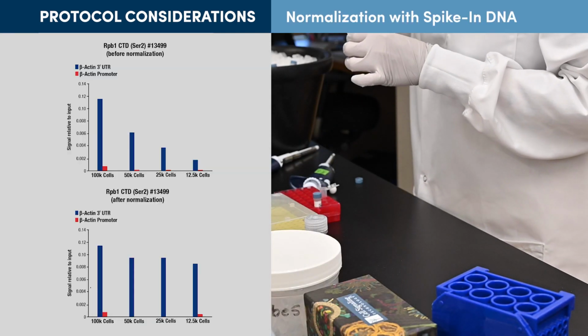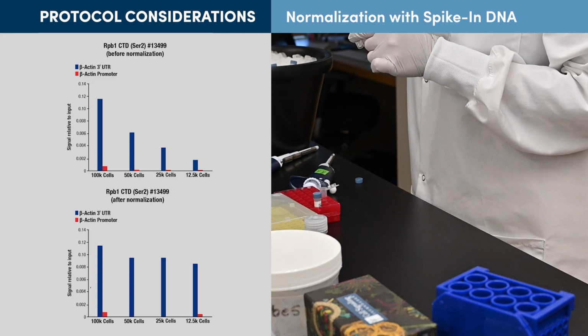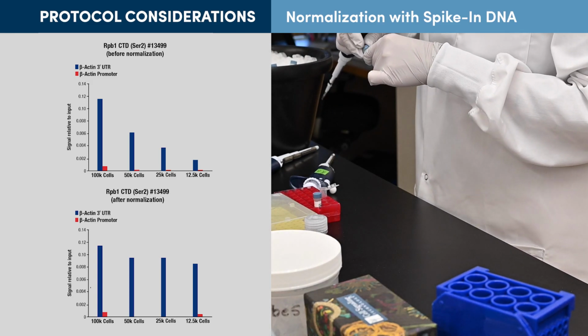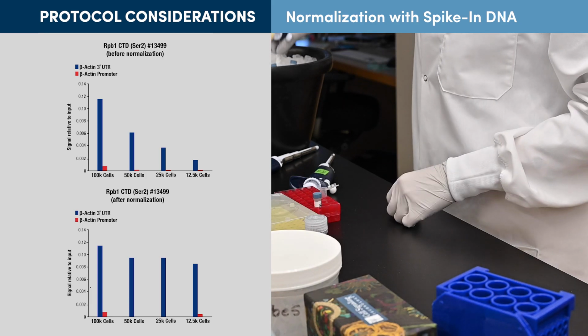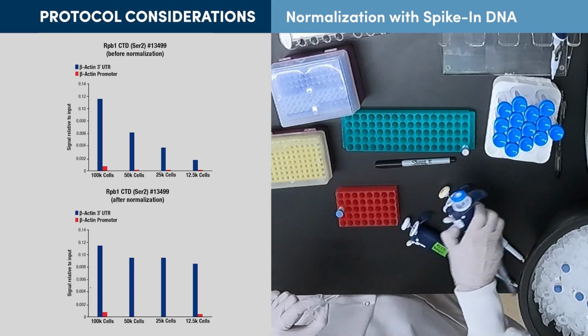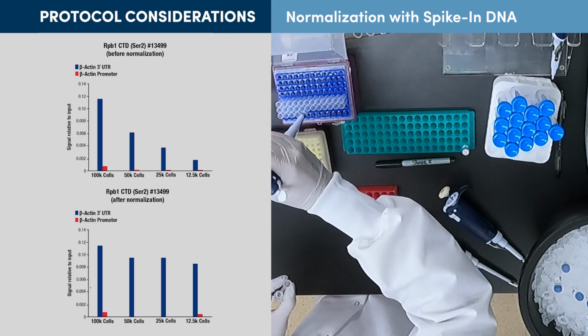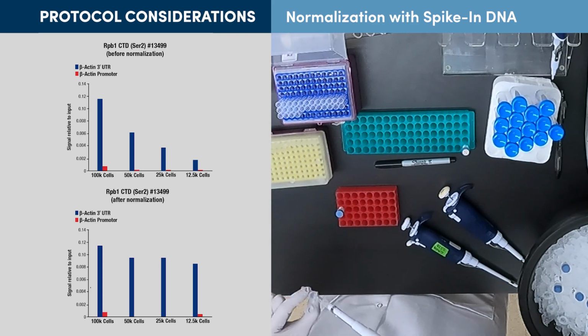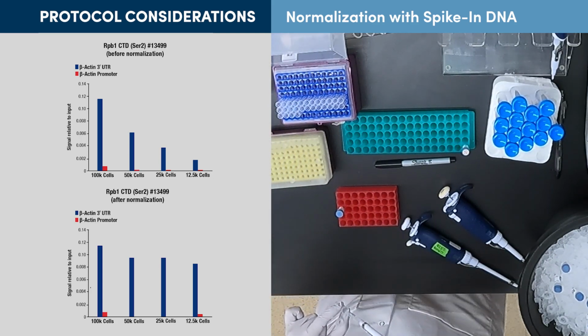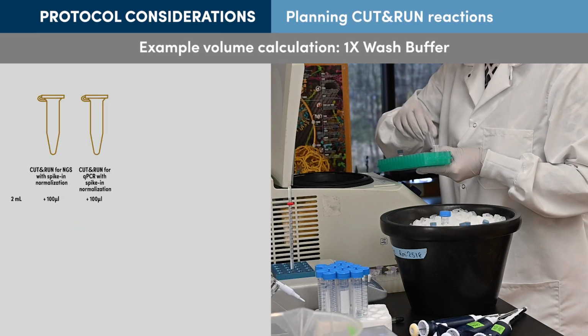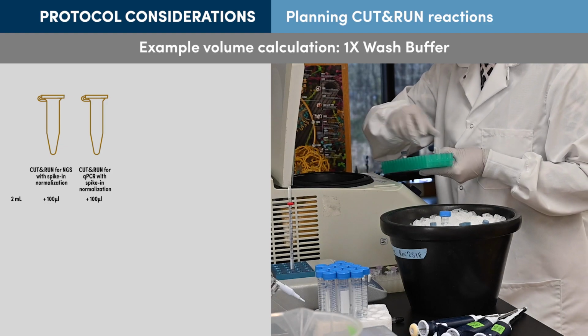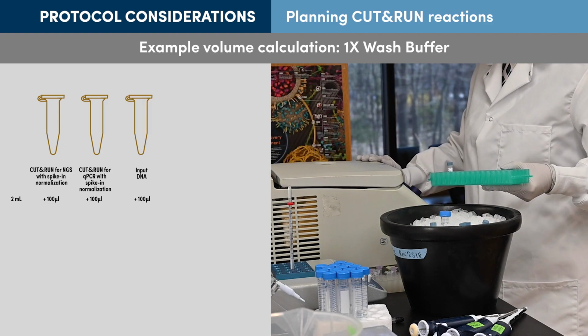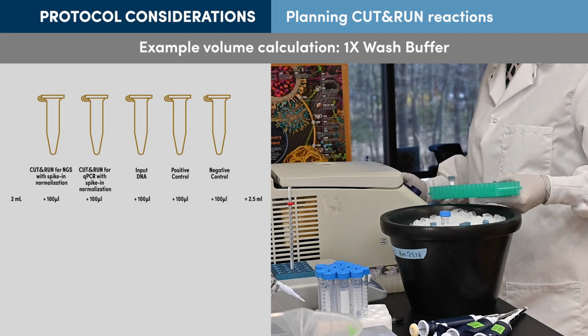The cut-and-run method results in low levels of background DNA. Heterologous spike-in DNA may optionally be added after digestion to facilitate accurate quantitation and normalization from sample to sample and from experiment to experiment for either qPCR or NGS analysis. When planning your experiment, account for all experimental samples you will need, plus input samples, positive antibody, and negative antibody controls.